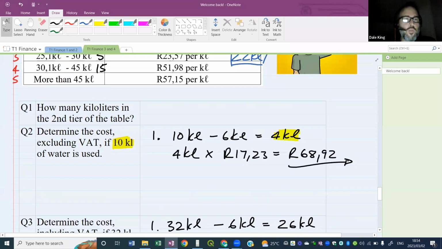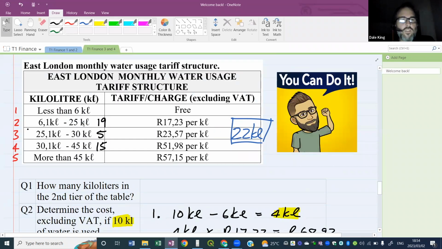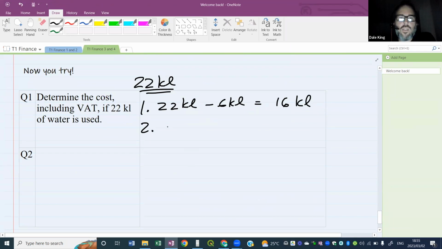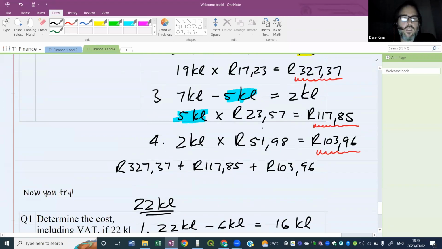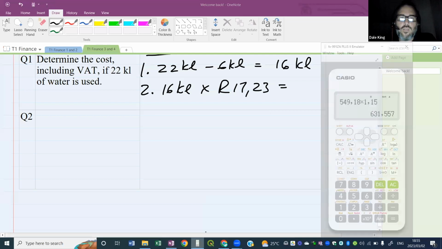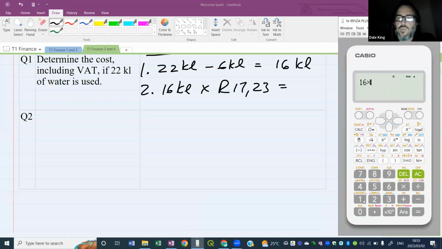Now, if I look at my table, the second tariff has got 19 kiloliters of water altogether. We don't have 19 or more. We've only got 16. So we're going to end up in this tier here, tier 2. We won't go through it because we only have 16 left. This one needs 19 to finish. So we're going to stay in the second tier. So these 16 kiloliters must get charged at the second tier rate, which is, if I'm not mistaken, R17.23. We're just going to check. Yeah, R17.23. So 16 times R17.23.